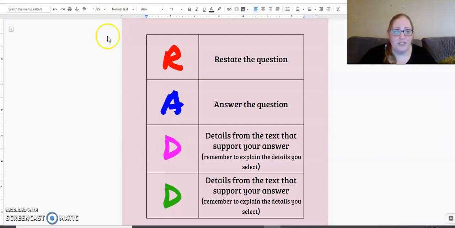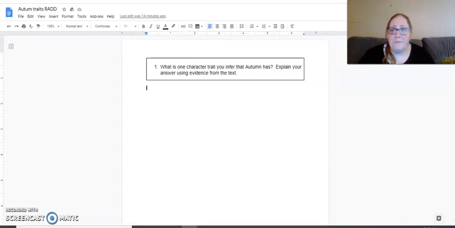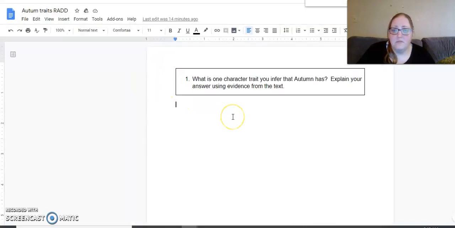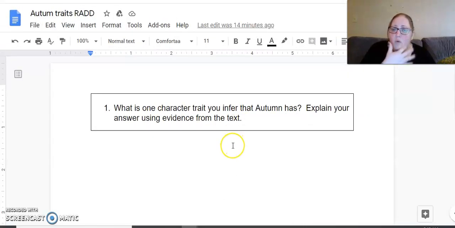I'm just going to look at the question first, because whenever you have this sort of situation where you have a passage and you need to read and answer a question, if you read the questions first, it'll help your brain think about what the answer could be as you're reading. So let's just check this out. What is one character trait you infer that Autumn has? Explain your answer using evidence from the text.